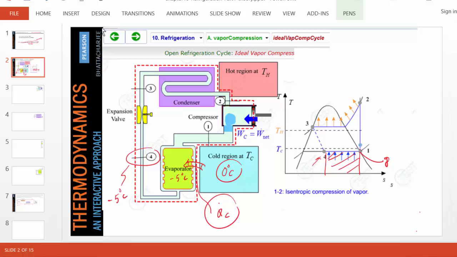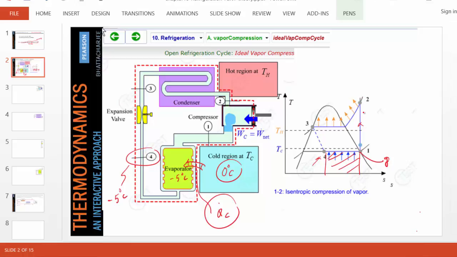So at state 1, we have a saturated vapor. That's for an ideal vapor compression cycle. And then we compress it isentropically. Again, you're familiar with isentropic compression. The entropy remains constant. It's an ideal compressor. How does the compressor operate? It doesn't matter. As long as it's adiabatic and frictionless, it will be isentropic. From state 1 to 2, therefore, we compress the vapor.